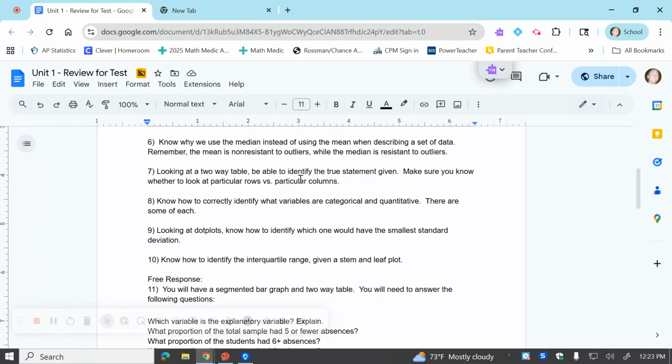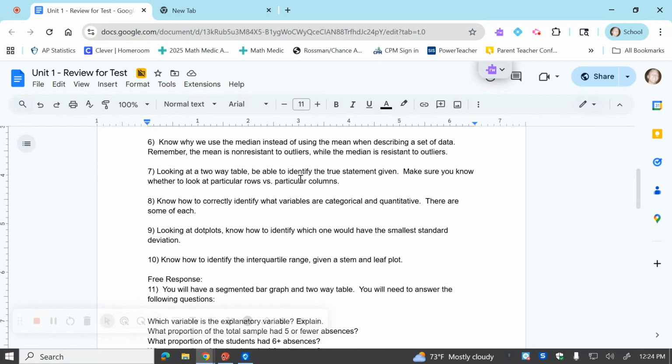Number 9, looking at a series of dot plots. There will be 5 of them. Which of them has the smallest standard deviation? All of them will have the mean centered right in the middle of the dot plot. The key here, look for the one that has the most dots closest to the mean with very few dots far away. You got that? You should have no problem.